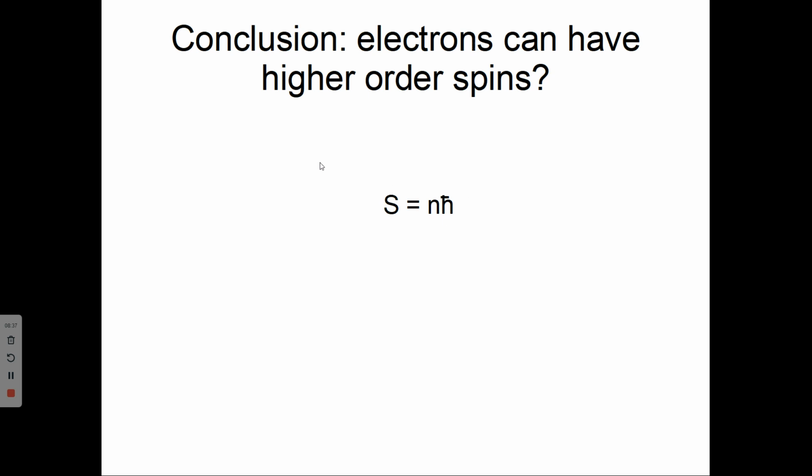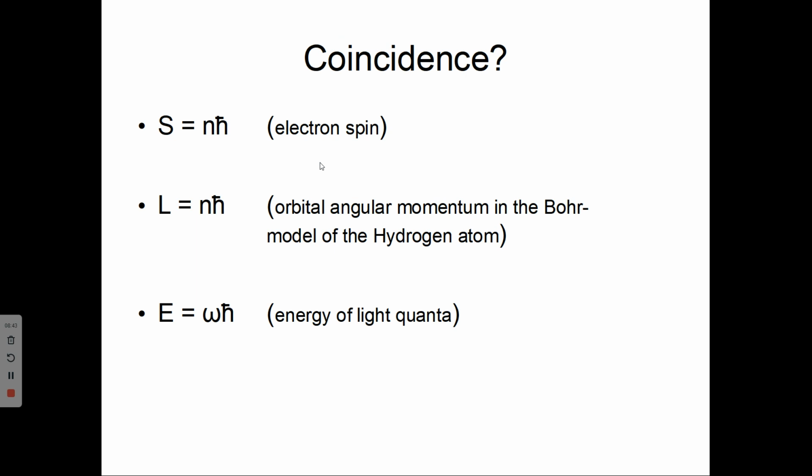And then, how can this move us forward? Well, if we now consider the results so far, let's assume that the electron spin can indeed be an integer multiple of h bar. Well, what is the assumption in the Bohr model of a hydrogen atom? It's that the orbital angular momentum of the electron is quantized in integer multiples of h bar.